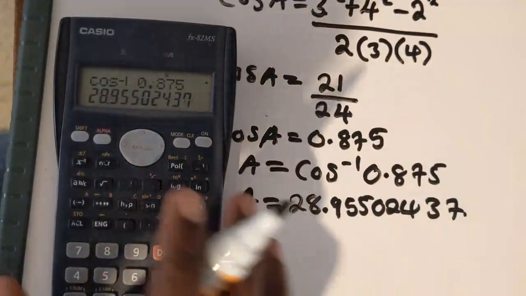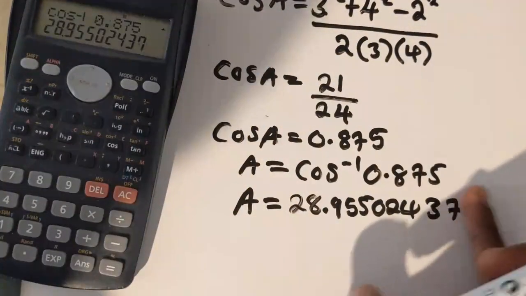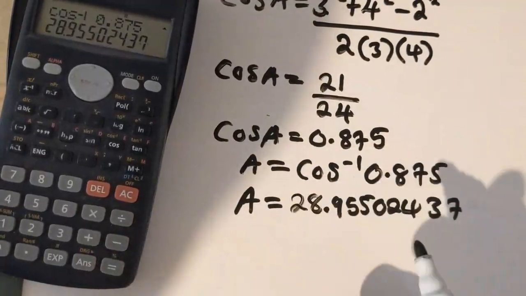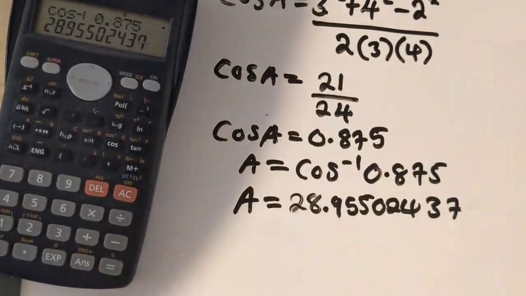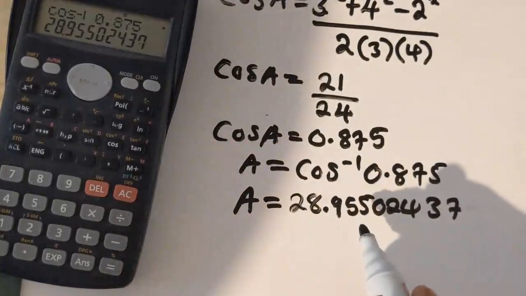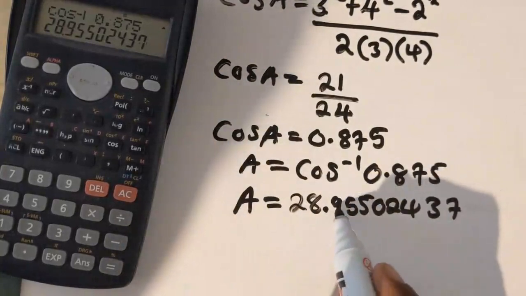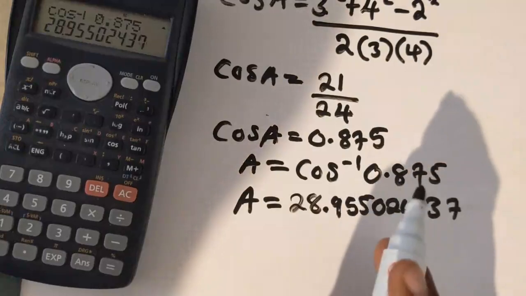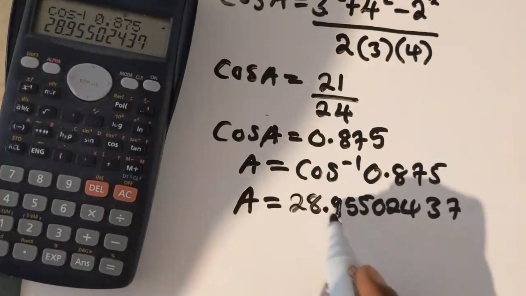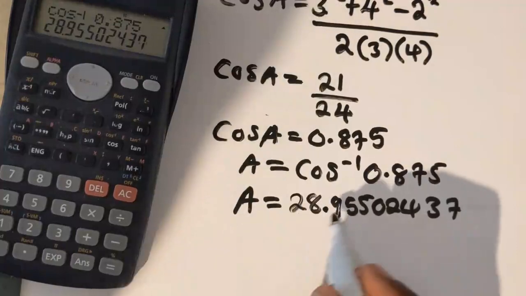You're going to have A as 28.955024337. And remember, I taught you that you need to round off an angle to 1 decimal place. A decimal place is a number after a decimal point. So we just want 1 decimal place, which is this 9.